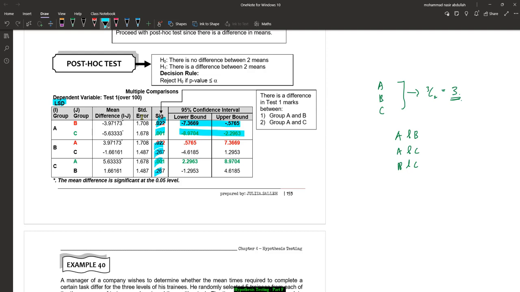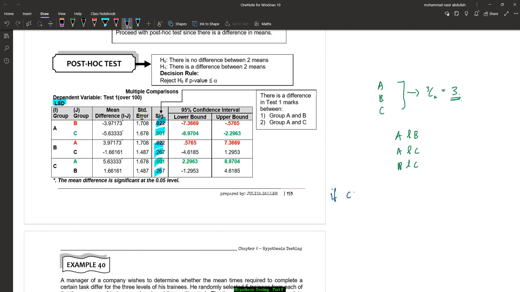I leave it here. So if the confidence interval includes 0 in the interval range, there is no significant difference. If the confidence interval contains 0 in the range, there is no difference. It means that the p-value should be more than 0.05. Boleh faham apa saya cakap?